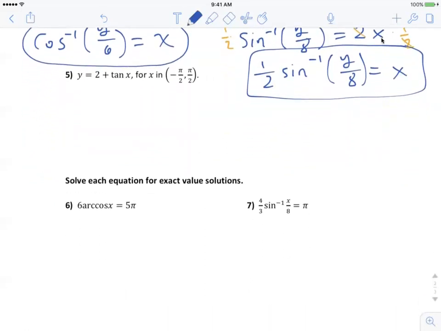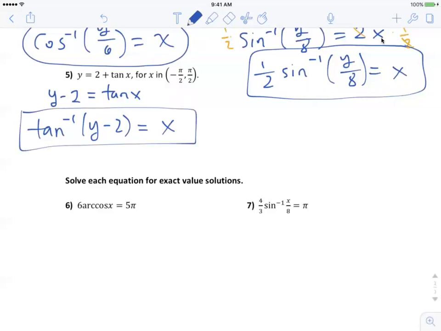How about this last one, this number 5, I guess, on this page? I'm going to move that 2 over, right? So that's actually like subtracting 2 on both sides. So I'm going to have y minus 2. Again, that's just algebra there, because it's 2 plus, not 2 times. So I've got to subtract it. And then my little trick to get rid of that tangent, put tangent inverse on the other side. And I got it. That one didn't take too long.